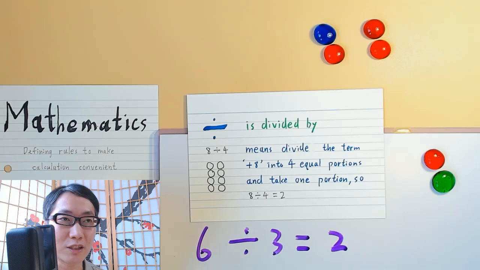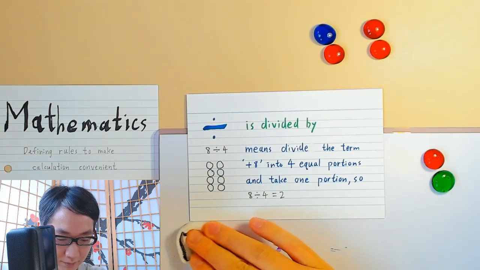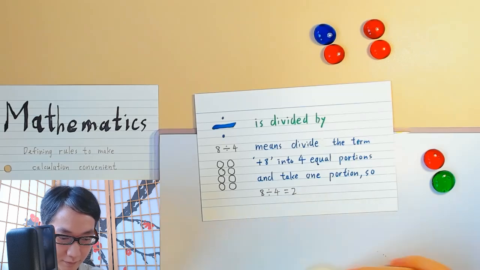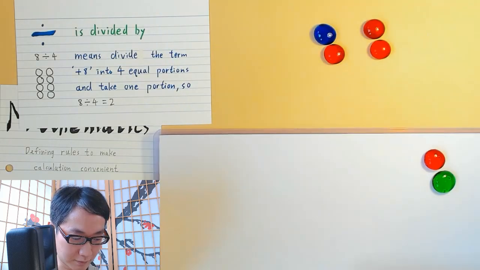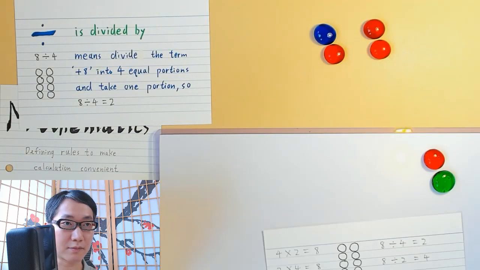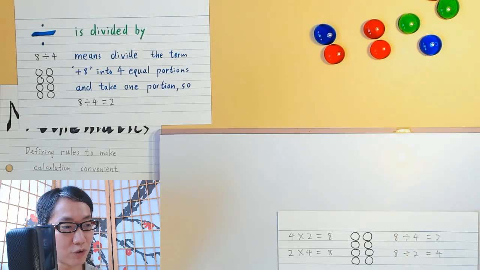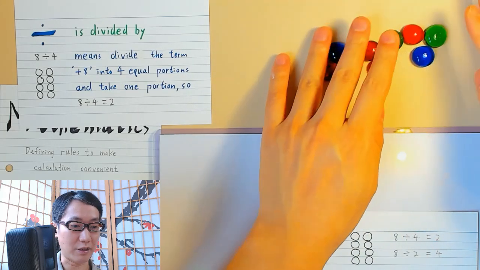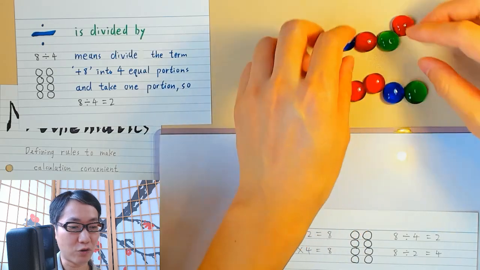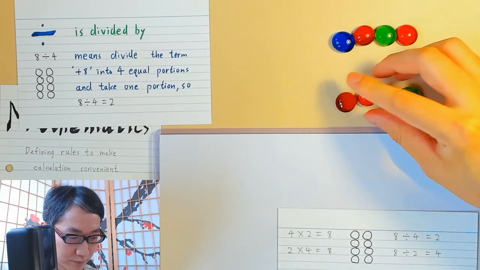And division is like the inverse of multiplication. So let's see how that works. As in here we are doing 8 divided by 2. We will get 4. 8 marbles here, divided into 2 equal portions. Take 1 portion, it will be a 4.